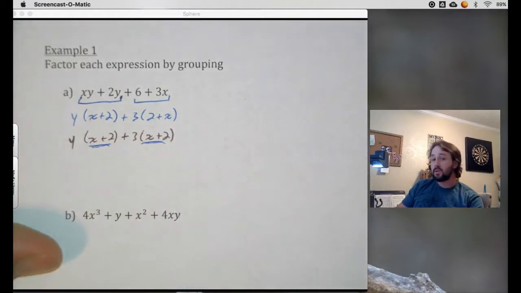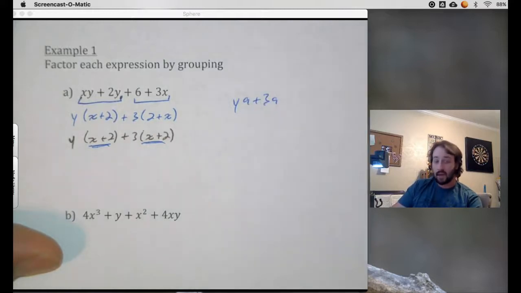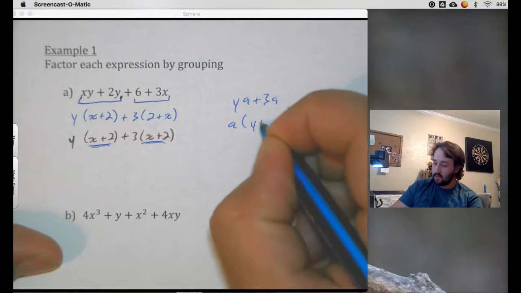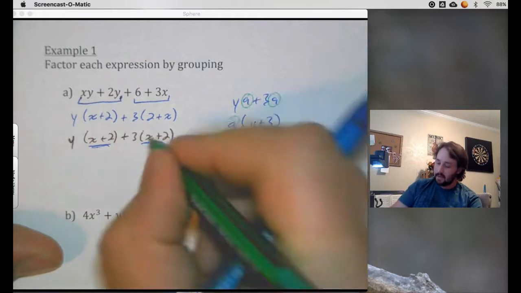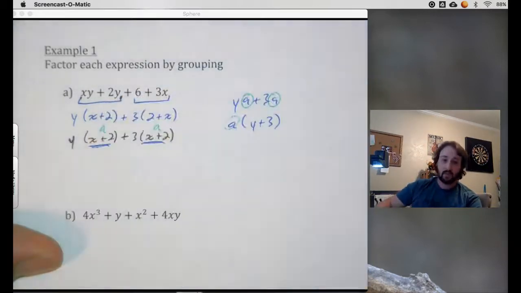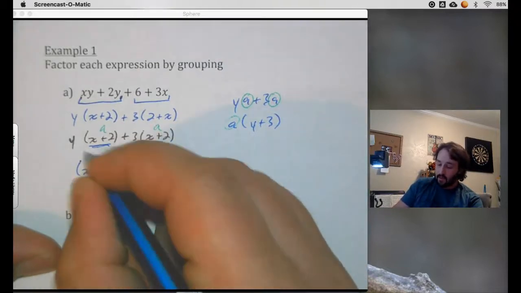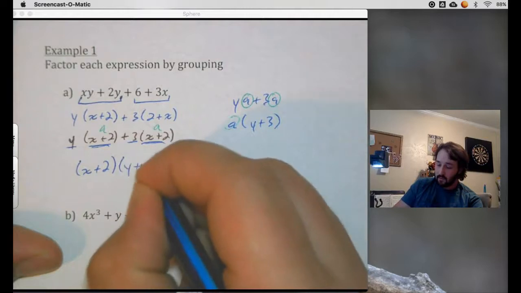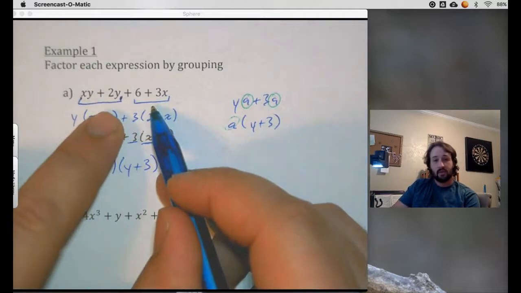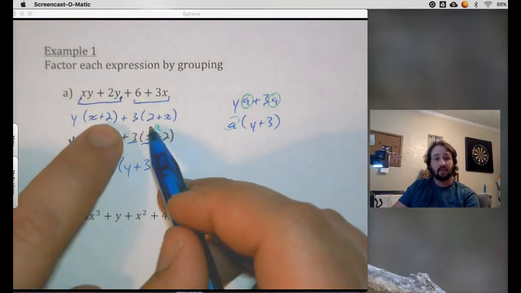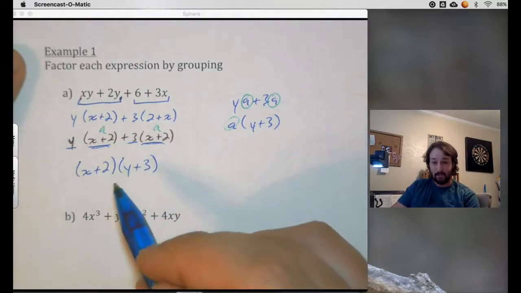So what I'm going to do is kind of weird, right? Just like if I had ya plus 3a, I can factor out the a such that I have y plus 3. My a in this case, this a right here, is going to be acting as the x plus 2. So I'm going to factor out that x plus 2, and I am left with the y plus 3. That is called factoring by grouping. I'm looking at groups of things together, seeing what I can factor out, and if it makes a common factor, then I can factor out the common factor. I just said factor a lot.